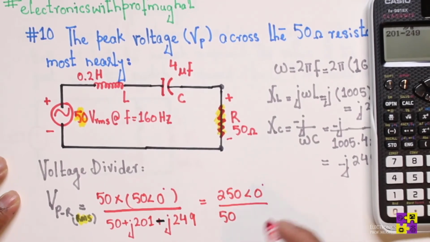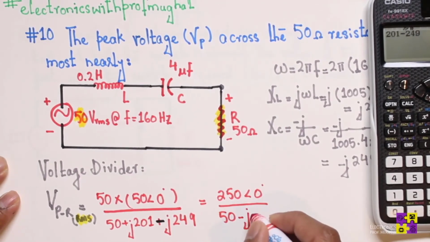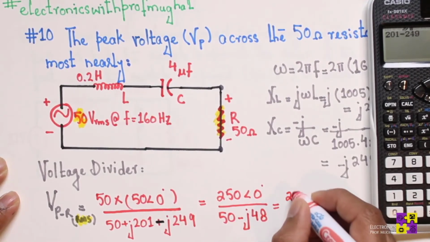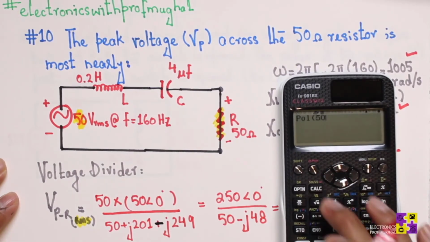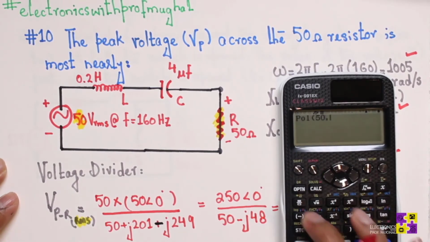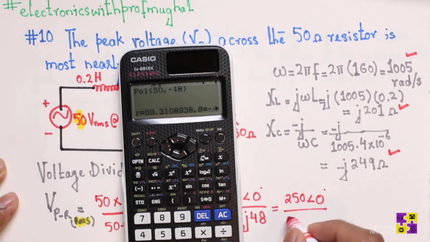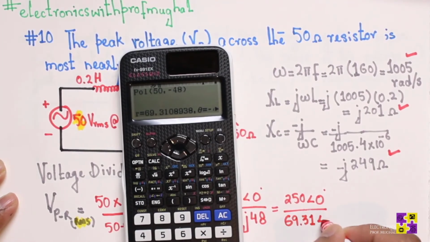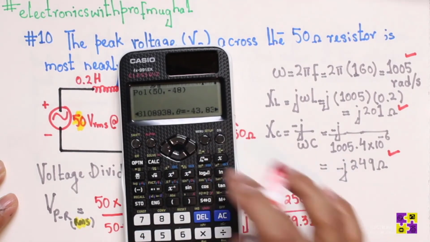So that is 50 minus j48. Let's convert that into polar. So this remains as it is, 50 comma negative 48. So it's 69.31. The angle is how much? 43.8.